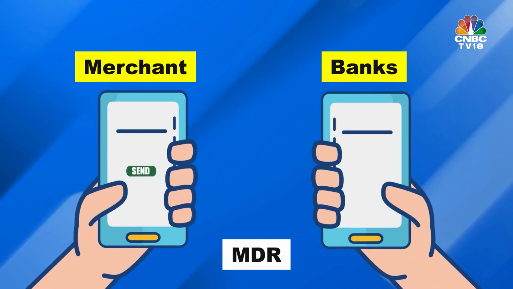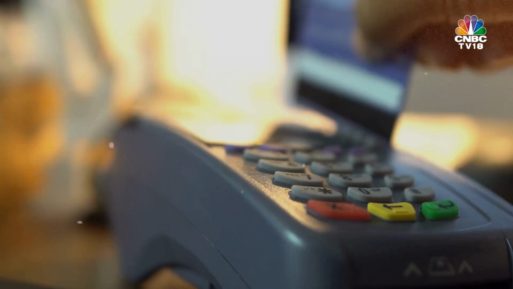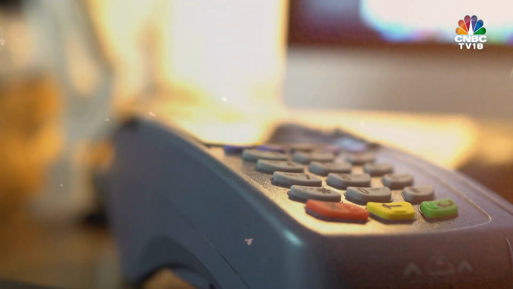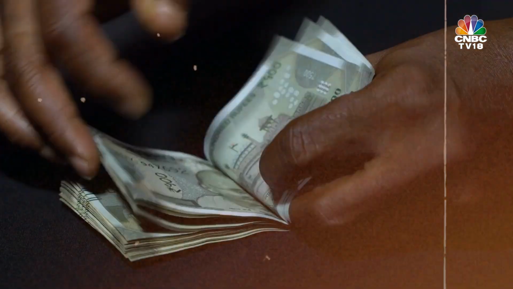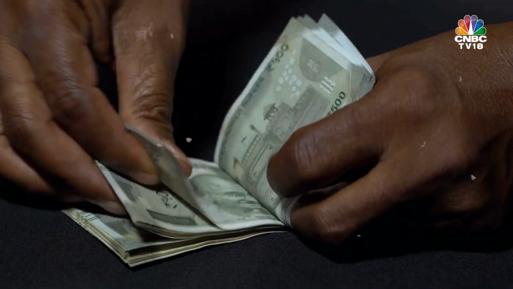MDR is the fee that merchants pay to banks or to payment service providers every time a customer pays using a debit card, a credit card, or even UPI. Now think of it as a small charge that merchants have to pay to ensure that digital payments are fast, safe, and reliable.